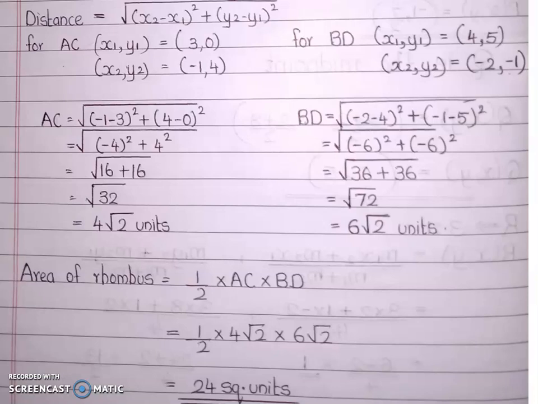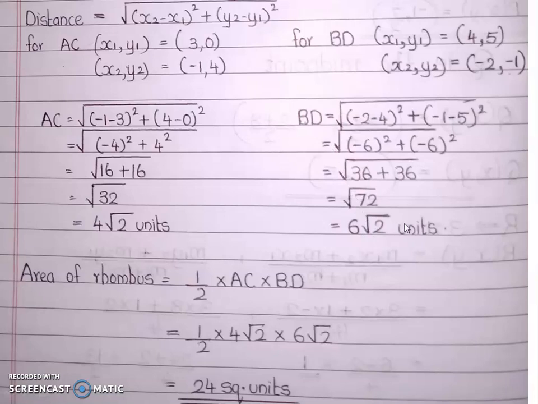Which is the distance formula used here? It is the square root of (x2 minus x1) the whole square plus (y2 minus y1) the whole square. Clear? So, here I have written the value for AC and BD. Now, substituting the values, I'll get the first diagonal AC as 4√2 units and the second diagonal BD as 6√2 units.